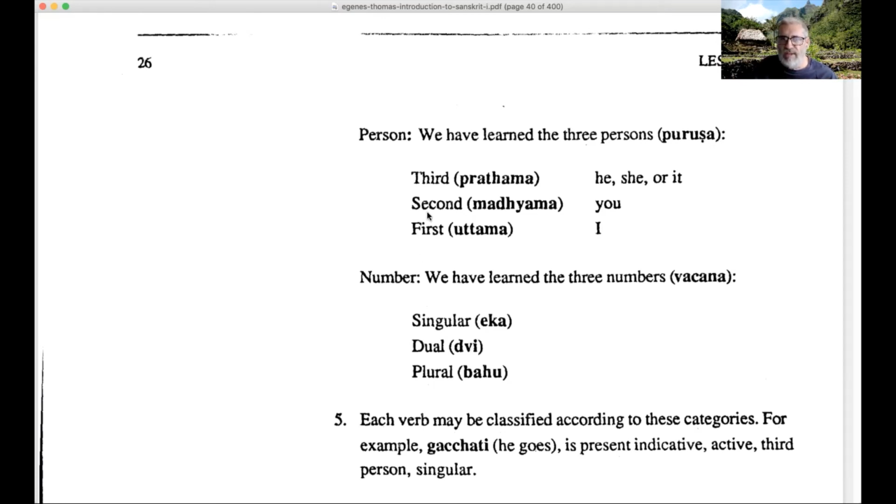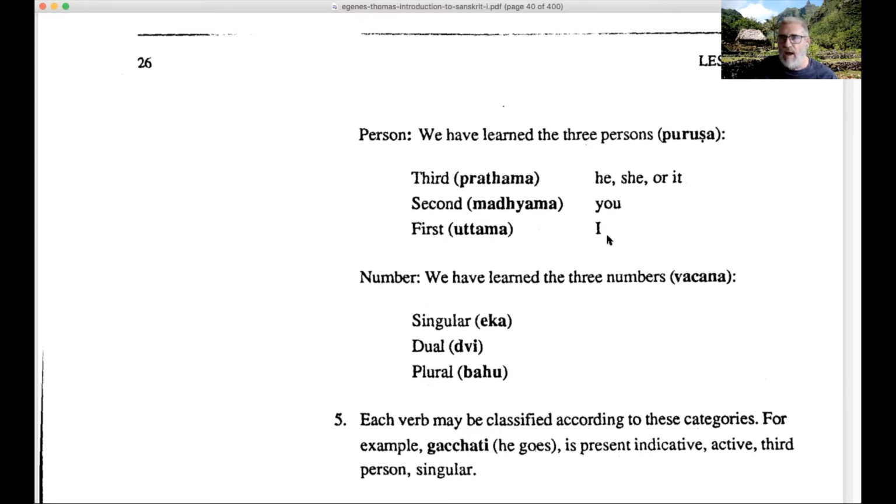So third person is he, she, or it. He, she, or it in dual and plural, it's they or those. In you singular, you plural, you dual, you plural, or you singular could be thou in Old English, which is the madhyama person, the second person. The uttama person is the first person.